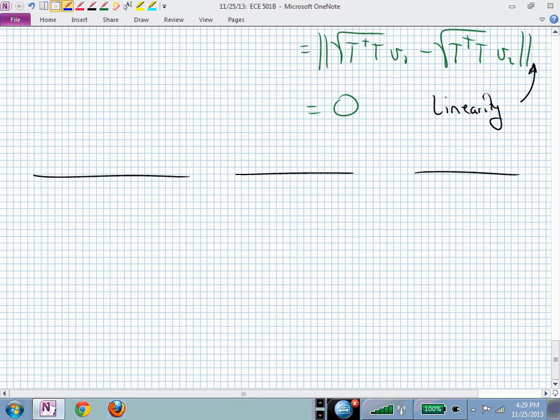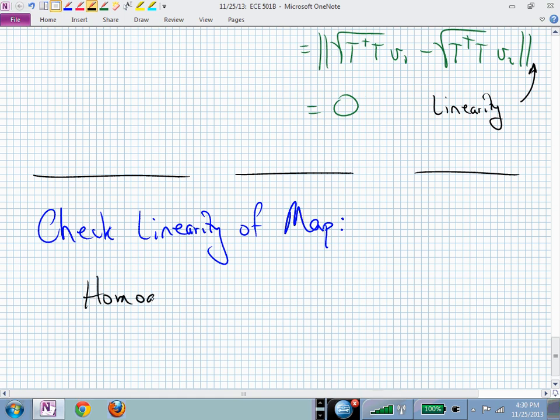Again, we're playing with S1 and trying to make sure that it's a valid linear map. So now we've shown that uniqueness properties hold. Now we want to check the linearity of the map. And we can do that in two pieces. We can check homogeneity and the addition property. Homogeneity says, okay, if we have S1 operating on this positive square root of T dagger T V, homogeneity, we want to look at a scaled version of a vector V.